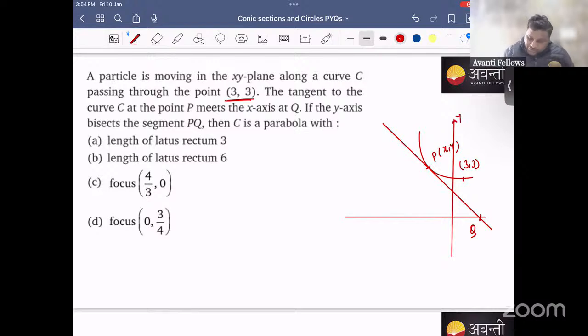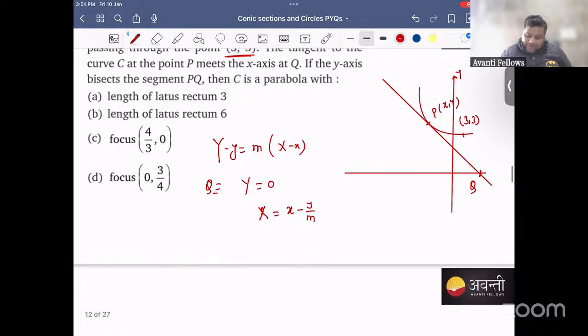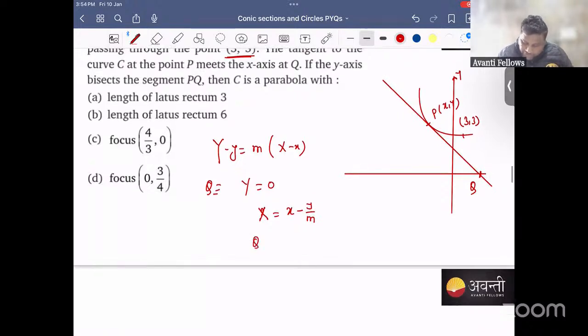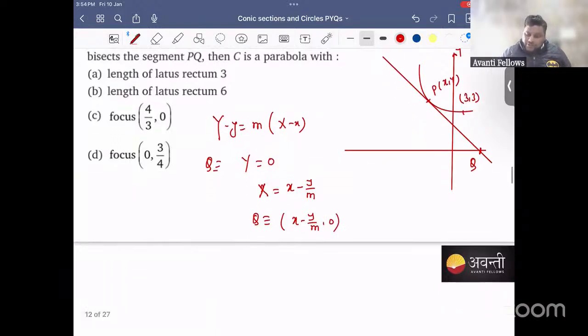Now see, equation of this line can be written as capital Y minus y is slope into capital X minus x. Slope means slope of tangent. So point Q will be what? For Q, you will put capital Y as 0. So your capital X will be small x minus y upon m. So this point Q is going to be (x minus y by m, 0). Understood? And your P is going to be (x, y).